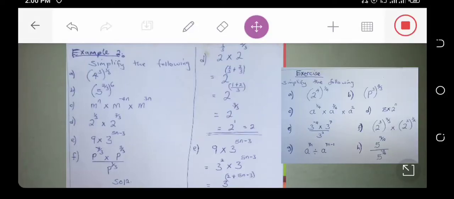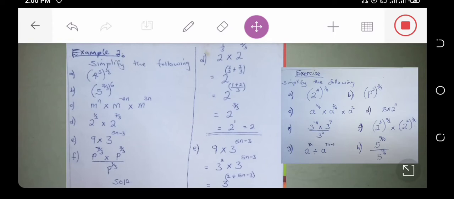Still about indices, and here we're going to simplify them, still using the laws of indices. We're not supposed to use the calculator. And here we are given an example: simplify the following. After that, of course, you'll look at the exercise questions.